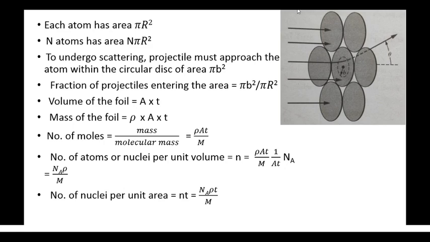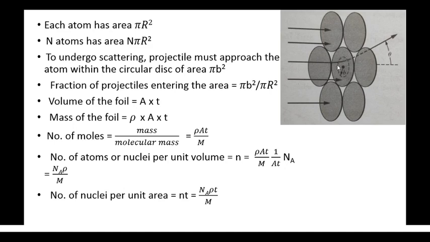Now to this closely packed atom structure, the alpha particles are coming. To undergo scattering, the projectile must approach the atom within the circular disc of area pi b square. That means, this is an atom, isn't it? And here you can see that these alpha particles do not get deflected. Whenever the alpha particle enters this smaller circle, it gets deflected through an angle theta.